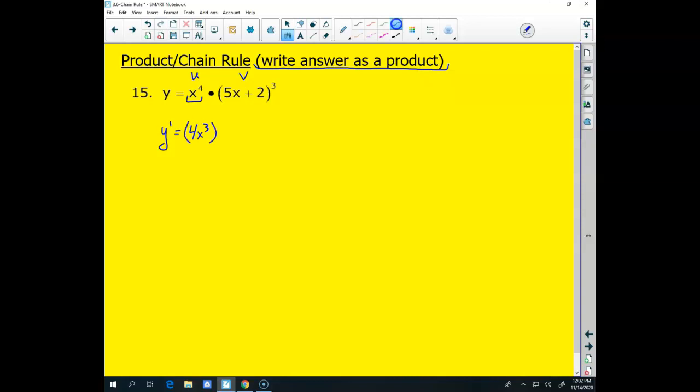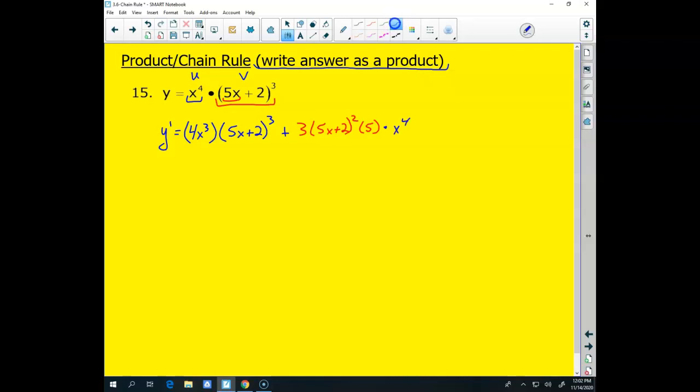That's going to be multiplied by the second term, which is 5x plus 2 cubed, plus the derivative of my second term. Now my second term, okay, that's a chain rule. That's going to be a 3 times 5x plus 2. I got to drop my power to a 2, times the derivative of my inside, so that's going to be times a 5 yet. And then it's going to be times the first term, which is x to the fourth.